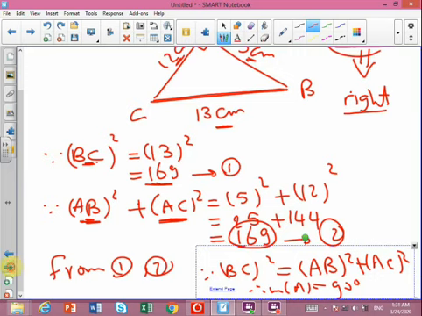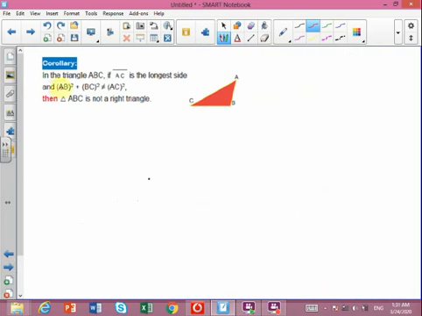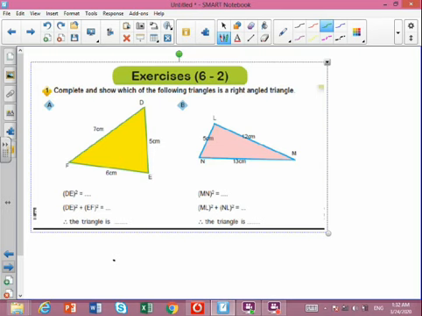Okay? Let's see some practice. And there is a corollary in a triangle. For example, triangle ABC: if AC is the longest side and AB square plus BC square doesn't equal AC square, so the triangle is not a right angled triangle. To be a right angled triangle, the square of the longest side must equal the sum of the squares of the other two sides. Okay?